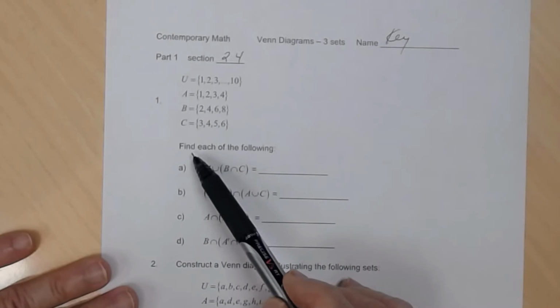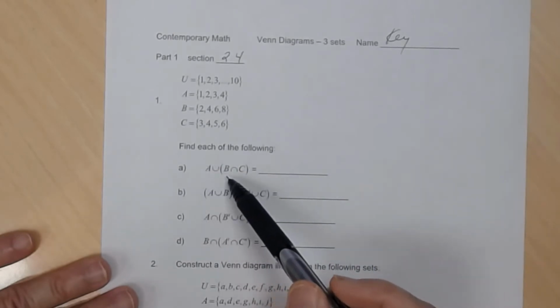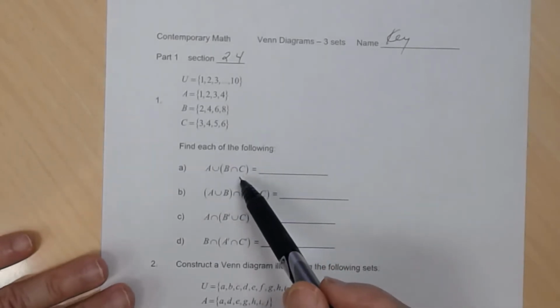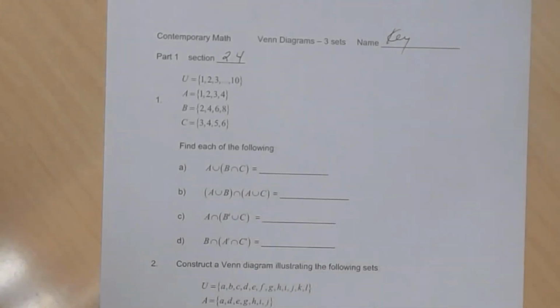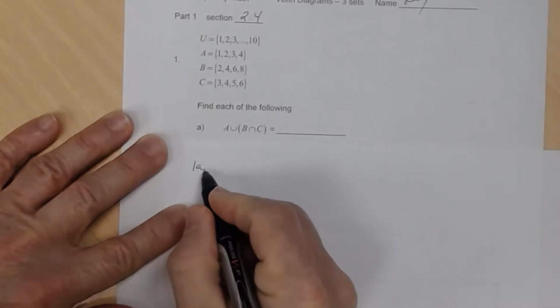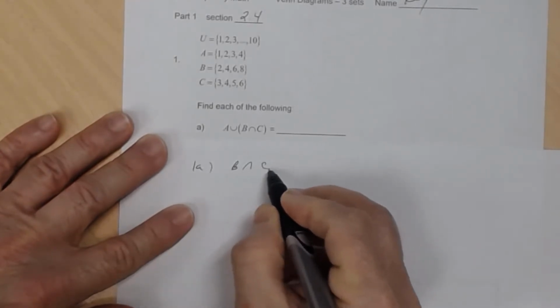All right, in part A, you want to find A union, and then B intersects C. Notice that B intersects C is in parentheses, so we're going to do that first. Always do what's inside the parentheses first. All right, so let's go ahead for 1A. For 1A, let's go ahead and find what B intersects C is.